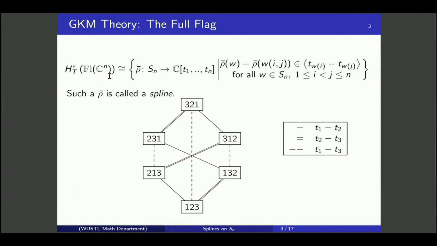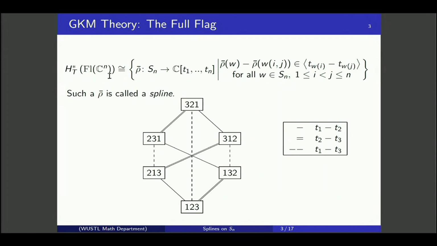I did promise a graph, so what does this look like for S3? We have our strong Bruhat graph. Every edge up there exists because it is a right transposition, and the labels that I've given, single, double, and dashed, correspond to which left transposition differences along that edge have to satisfy. So 132 to 312 exists because of right transposition by 1, 2, and it's labeled T1 minus T3 because it switches those numbers. So how do we build a spline on this graph?